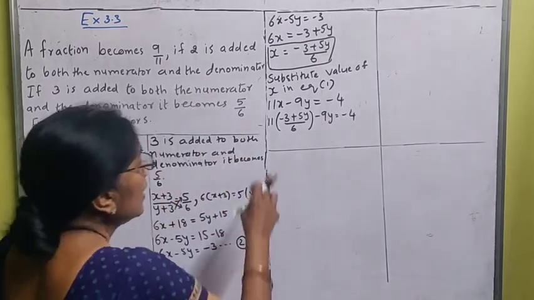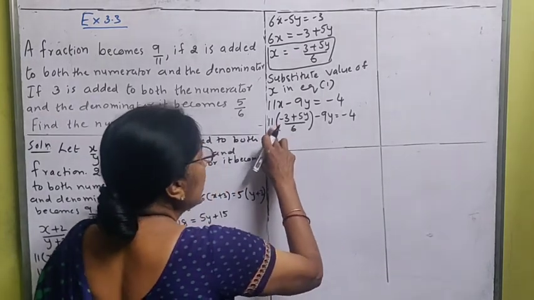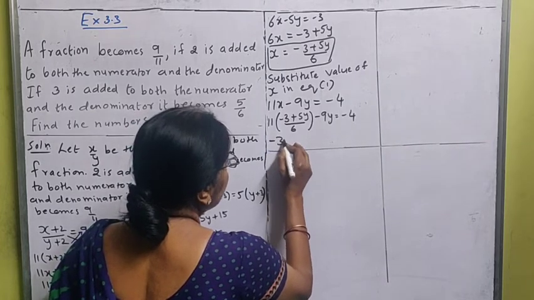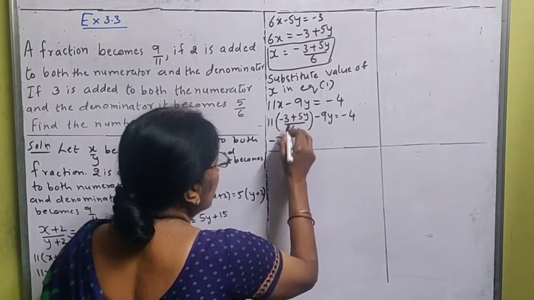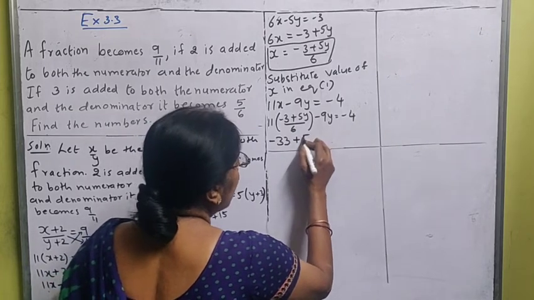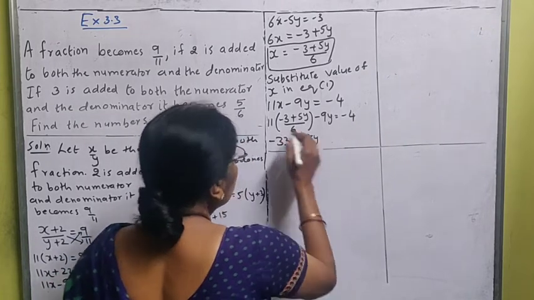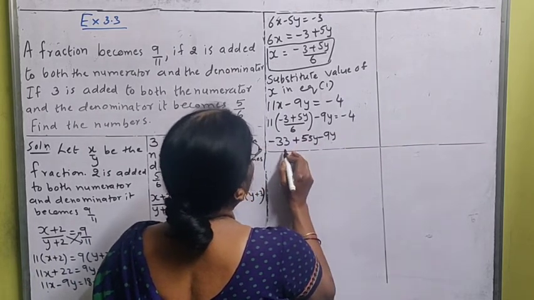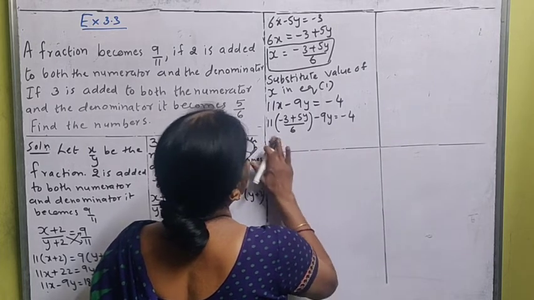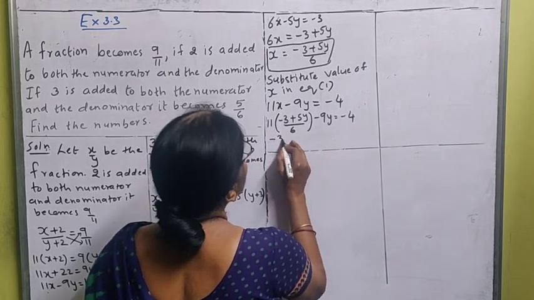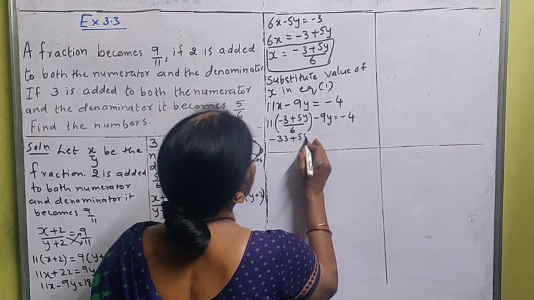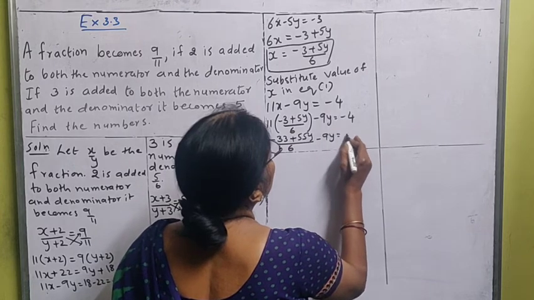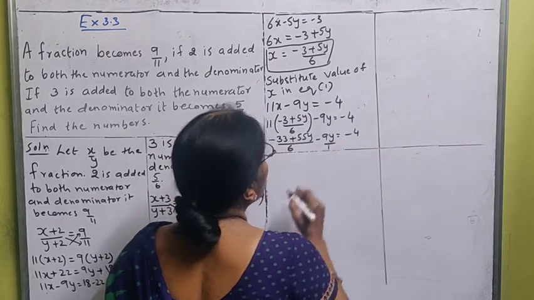Again minus 9y is there, don't forget, is equal to minus 4. So what we are going to do? 11 we are going to multiply with minus 3 and 11 we are going to multiply with 5y. 11 into minus 3 is minus 33. Then plus 11 5s are 55y. Then minus 9y. So minus 33 plus 55y whole divided by 6 minus 9y is equal to minus 4. Nothing is there means 1 is there.